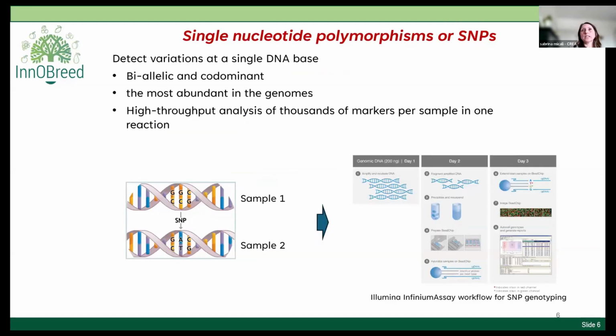Okay, then we have single nucleotide polymorphisms, also known as SNPs. These are variations at the level of a single DNA base. So they are biallelic and codominant, so less polymorphic and informative than microsatellites, but are the most abundant in the genomes. So it's possible to perform high throughput analysis of thousands of markers per sample in one reaction.